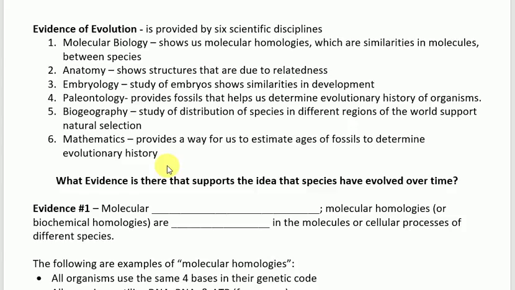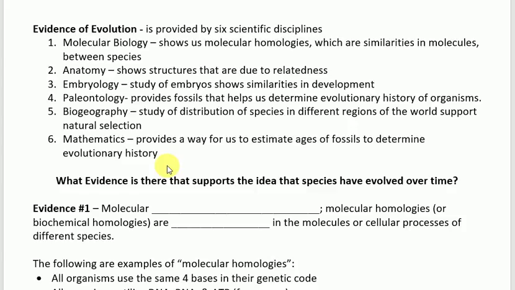The second one that we look at is anatomy, and that shows structures that are due to relatedness, so they're similar. The third is embryology, and this is where the study of embryos shows similarities in development. The fourth is paleontology, and this provides fossils, and this is going to help us determine the history of evolution.